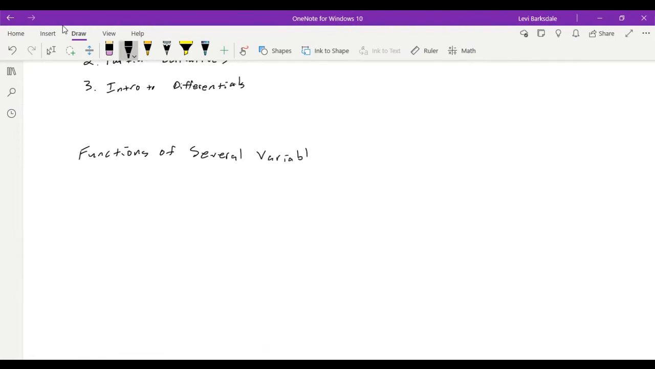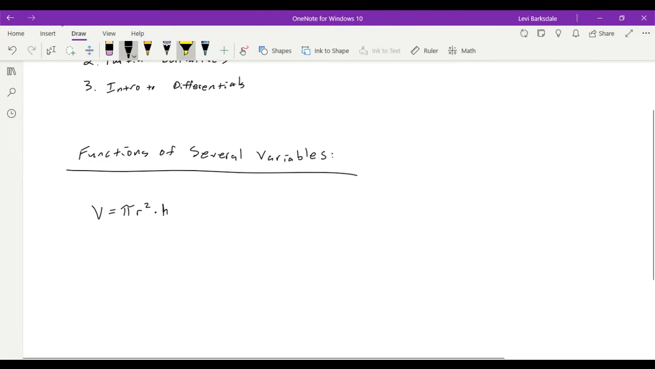And one example of this would be the volume function for volume of a cylinder. You remember the volume of a cylinder is pi times the radius squared times height. And in this case, we have two independent variables, the radius here and the height here as well. Because the volume, we can write the volume as a function of both radius and height together, being equal to pi times radius squared times h.